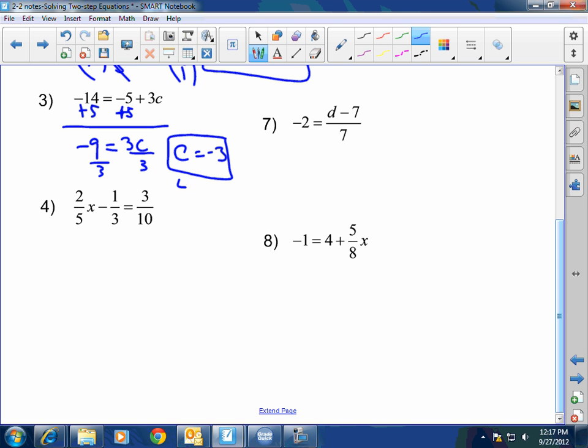What's the least common denominator here? 30. So check it out. Multiply 30 to both sides. Remember how I promised you you'd be seeing the distributive property? You're going to see it right now.